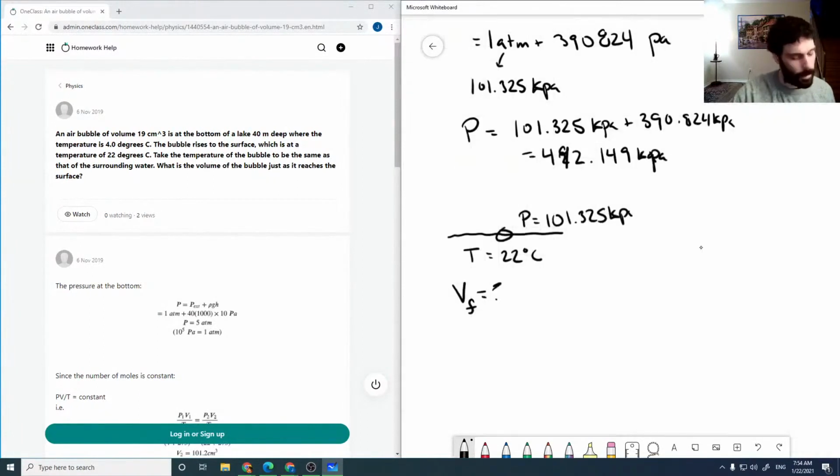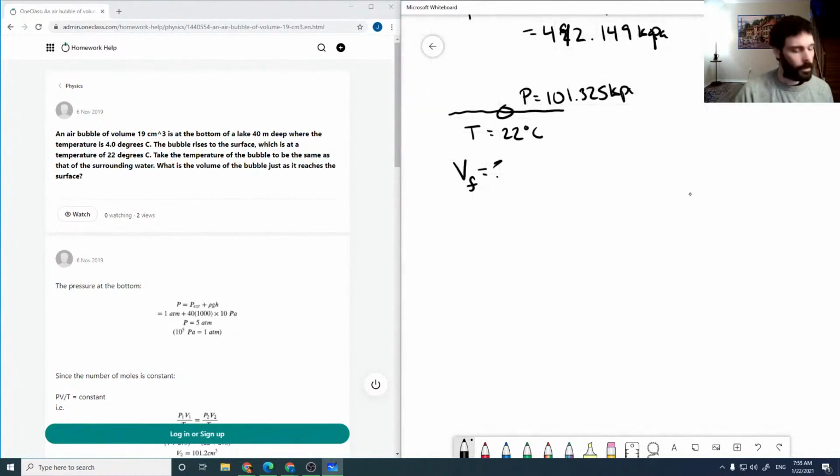So we can use the ideal gas law here. For our initial case, we've got PV equals nRT. We've got pressure, volume, and temperature, so we can solve for nR. We know what R is, it's a constant, but we might as well just leave it in there because it's not going to change.